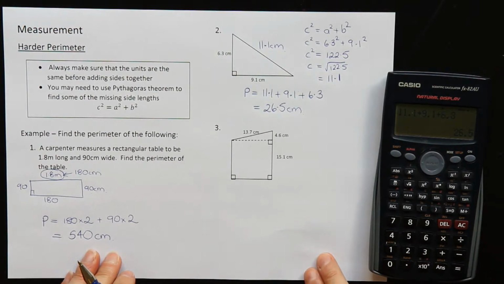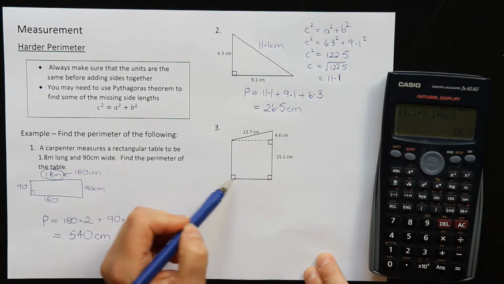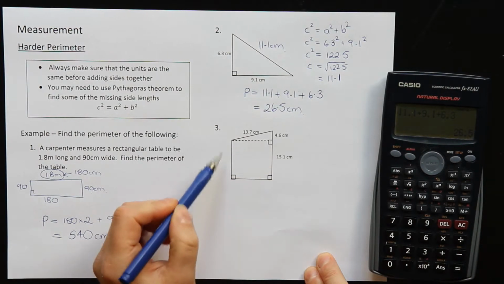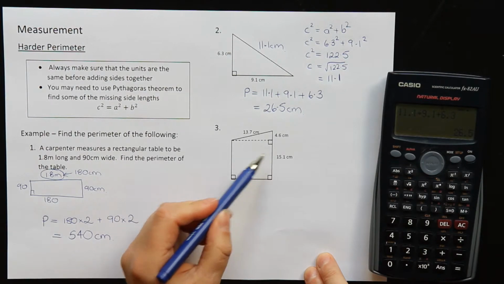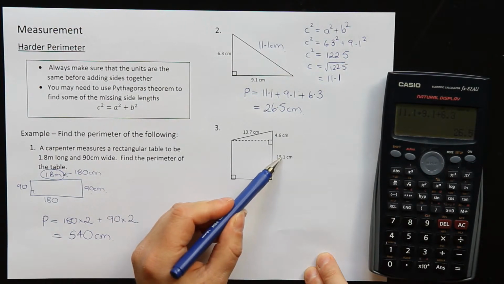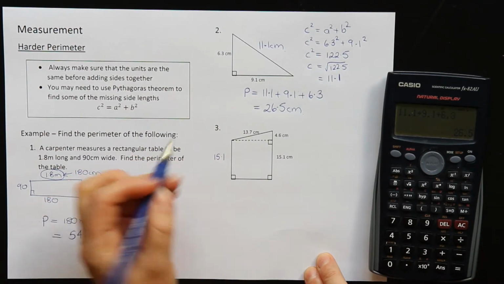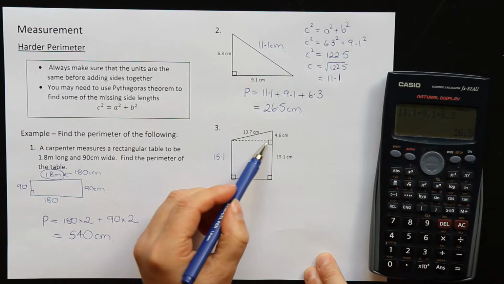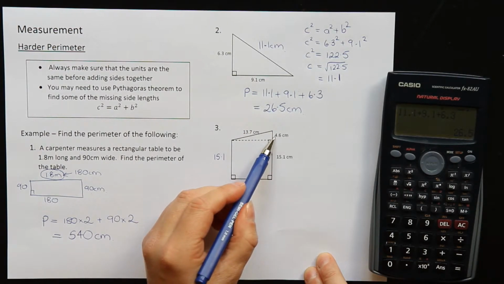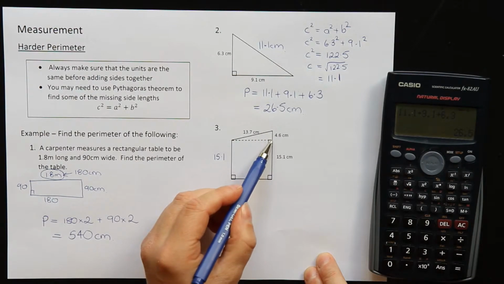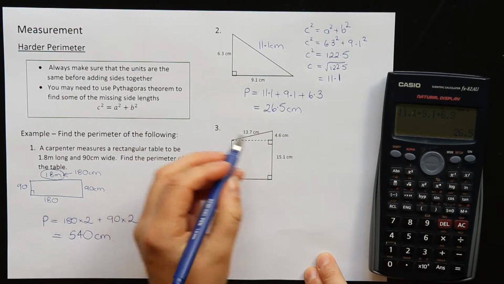Alright, let's look at question 3. It almost looks like a square, but we can't completely write that that will be a square. It is at least a rectangle, so we know if this is 15.1 that this is 15.1. And we have a little triangle up here, so we have the hypotenuse and a shorter side, so we can use Pythagoras Theorem to find this other shorter side here.